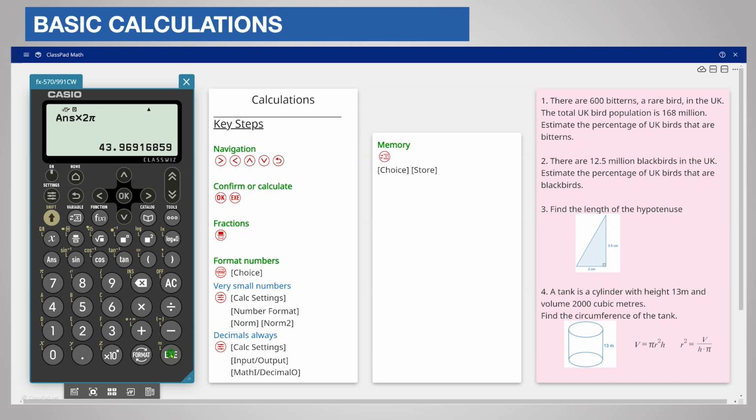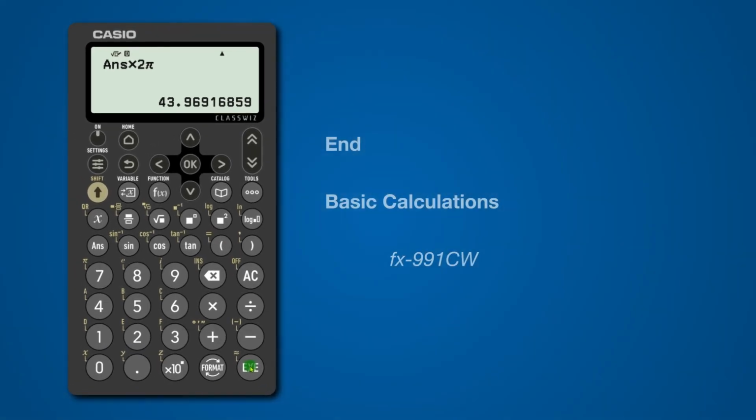Remember, you should always show your working and write down the full answer. If you do have to round it, this can be done at the end after writing the full value. I hope that this is useful for you in getting started with calculations on the fx-991CW. There are many other videos with more detail on fractions, memory and standard form, and also on different types of calculations, so why not explore them?